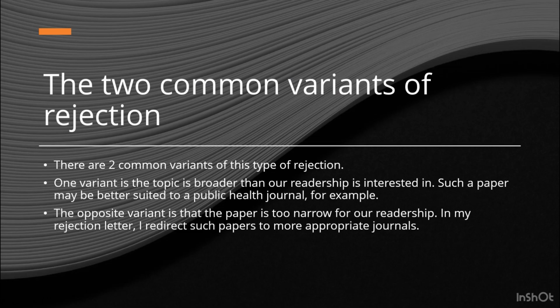Now, in my experience, there are two main common variants for any type of rejection at the desk. Usually, one variant is that the topic is extremely broad for what our readership is interested in. Such a paper may be better suited to public health journals, for example, and I try as much as possible to redirect the authors for these manuscripts. The opposite variant, on the other hand, is that the paper is extremely narrow for our readership. And in the rejection letter, as I mentioned, I tend to redirect such papers to more appropriate journals. So these are, in my opinion, the most common reasons or variants for desk rejections that I've encountered throughout my journey as an associate editor.